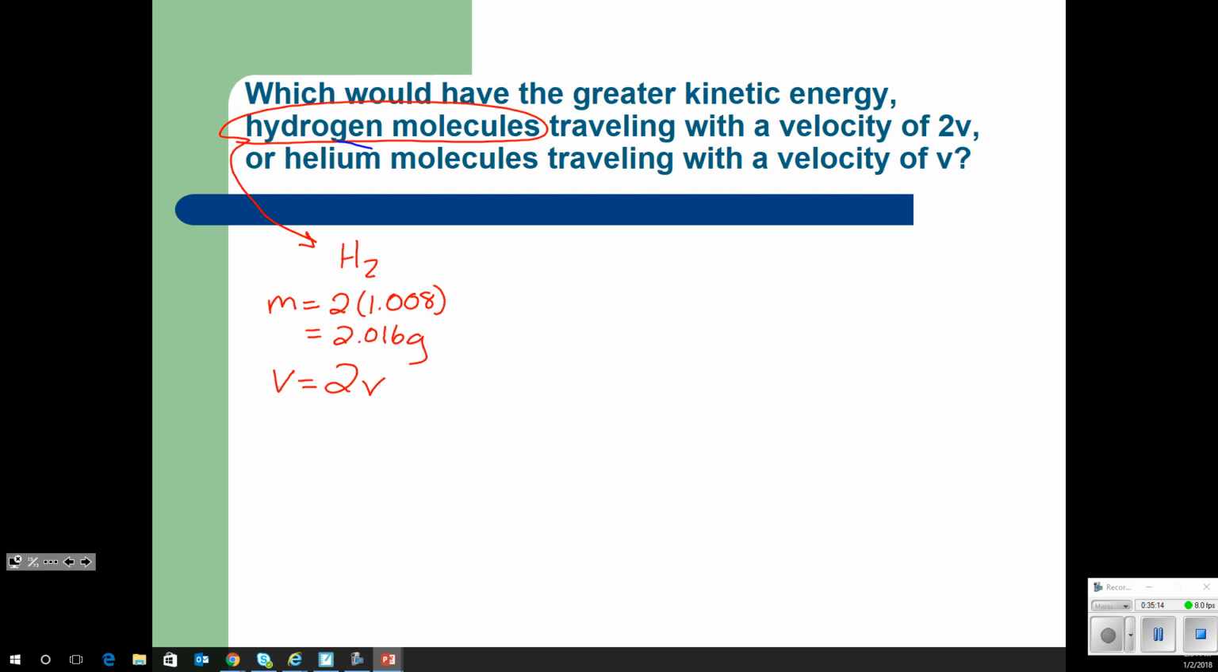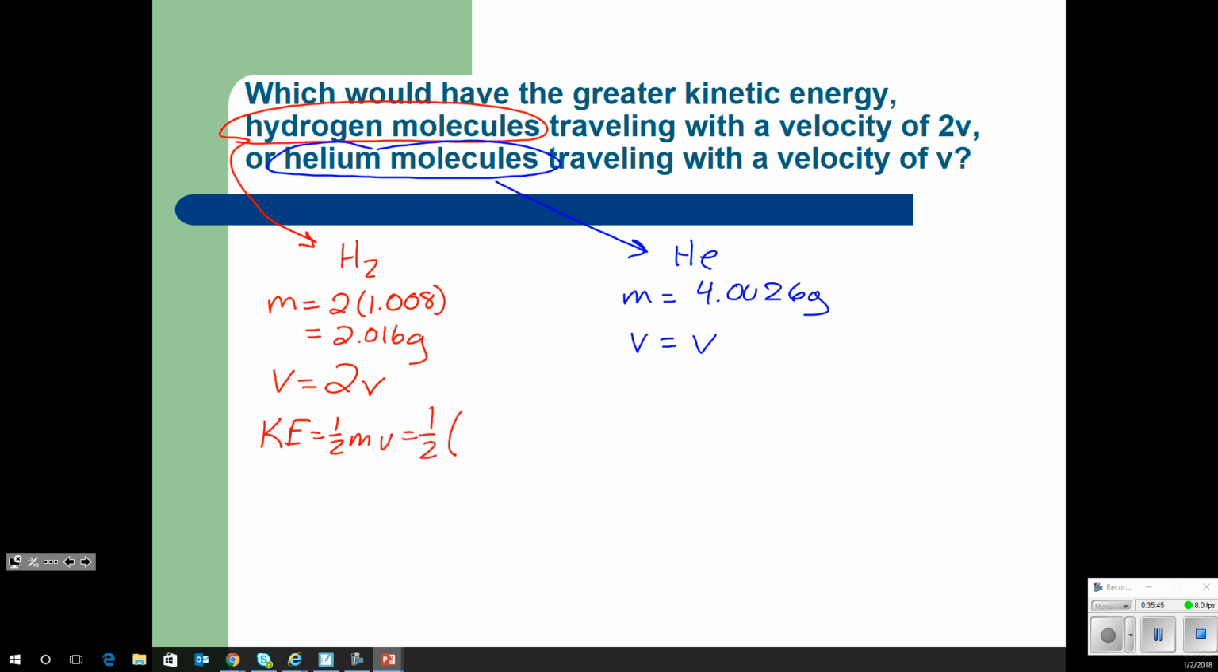Then I'm going to take helium, He, and its mass is equal to 4.0026 grams, and I don't have to do anything with it because it doesn't hang around in pairs. It's not a diatomic. And it's going to travel with a velocity equal to v. Okay, I know kinetic energy, so I'm going to do this kinetic energy first. Kinetic energy over here is 1/2 times 2.016 grams times 2v squared.